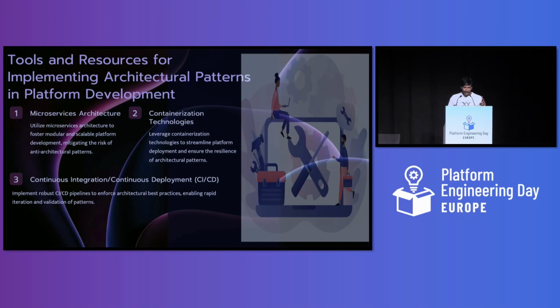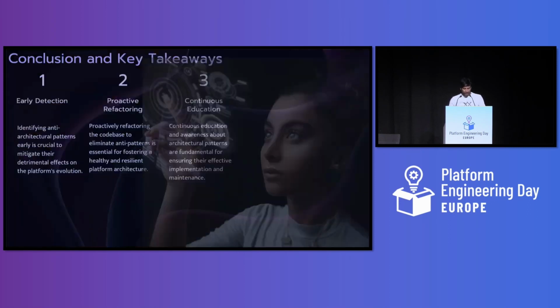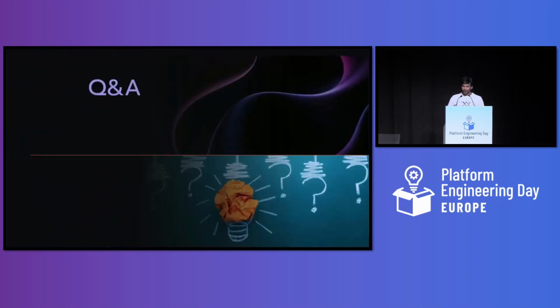There are always tools and resources which we can adopt. We should always adopt microservices architecture and containerization technologies rather than monolithic architectures, and continuous CI/CD. We heard in the previous panel too, right? We should be using Argo CD or Flux whenever we have to. We have to incorporate those kinds of tools. So the key takeaways are early detection in your platforms, proactive refactoring, and always continuous education about the principles, and everything that you need to refactor into your principles and patterns, so that in this way you can avoid the patterns that we have seen. That's it.